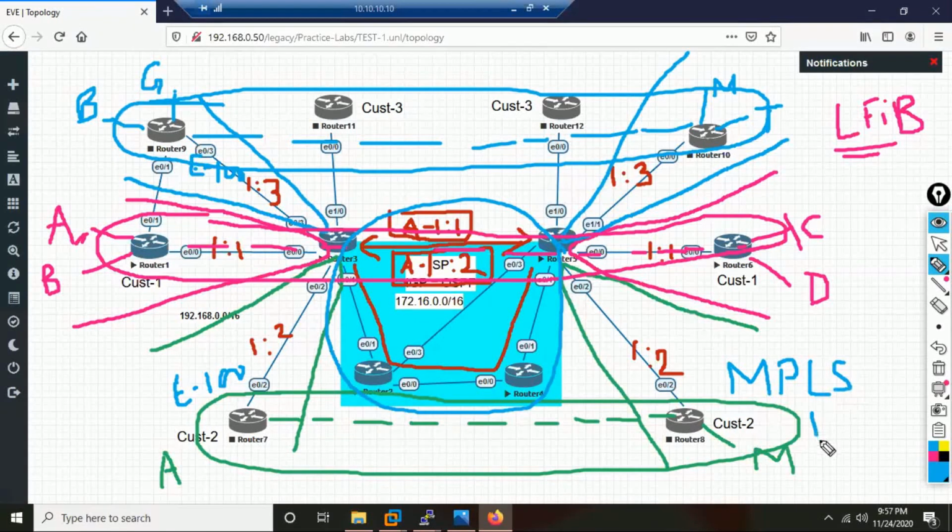This is now known as MPLS VPN. Every customer's routes go separately, exchanging separately, and every customer's traffic goes separately, not getting mixed up. Virtually, physically, everything goes through the same physical path, R3, R2, R4, R5. The path is the same, but still no two customers' traffic or routes ever get mixed up.